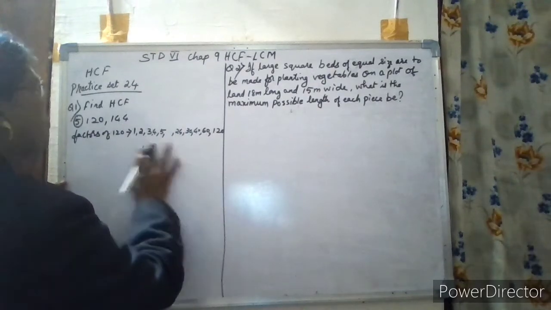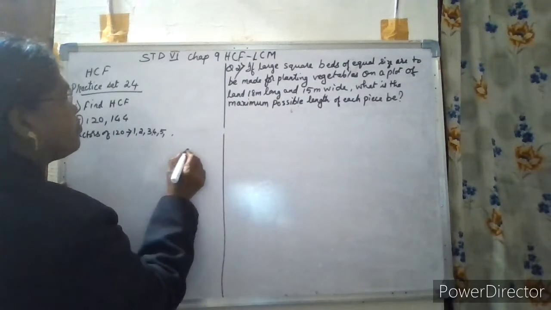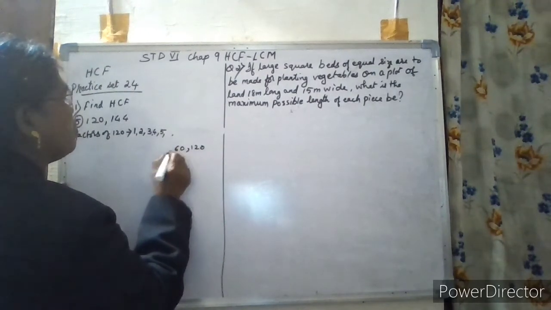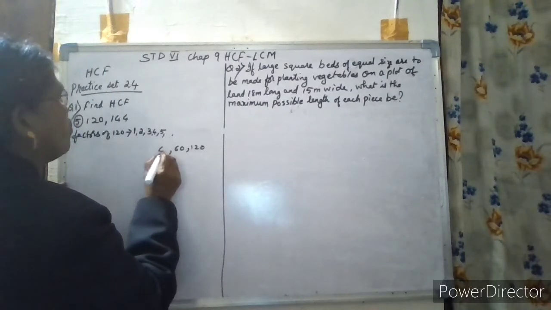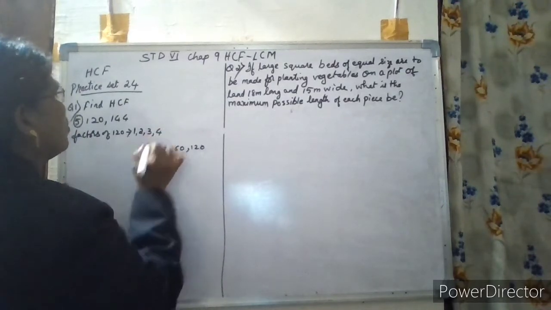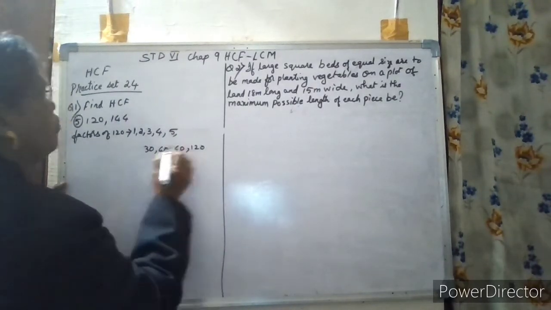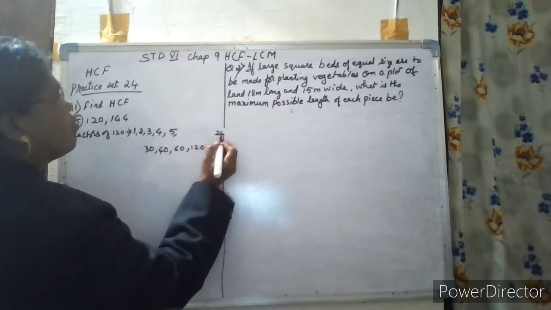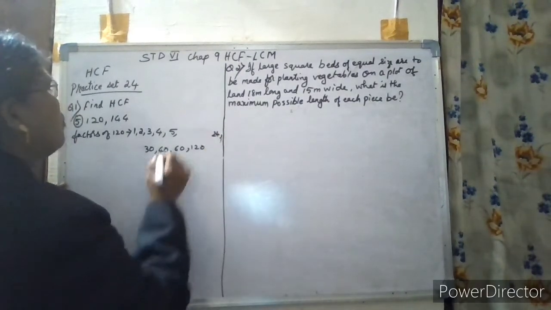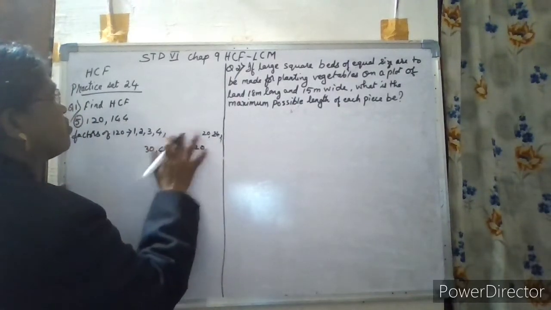They will require more space, so let me write it this way. 120, then 2 and 60 is 120, 3 and 40 is 120, then 4 and 30 is 120, 5 and 24 is 120, and 6 and 20 is 120.